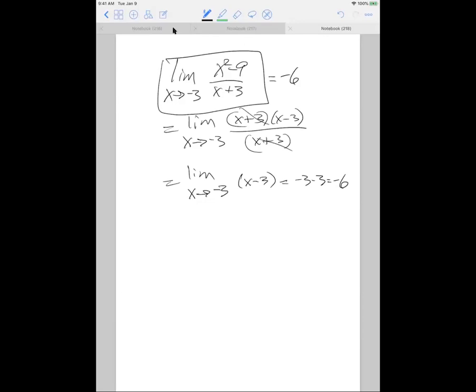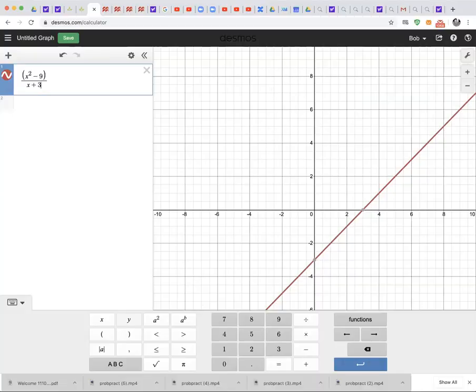Let me show you here. Okay, notice that that is a line. And going back to the iPad, the answer was the same as the limit as x goes to -3 of x minus 3, which has a y-intercept of -3 and a slope of +1. It's the equation x minus 3, and that's the equation of that line when you cancel out those x plus 3's.